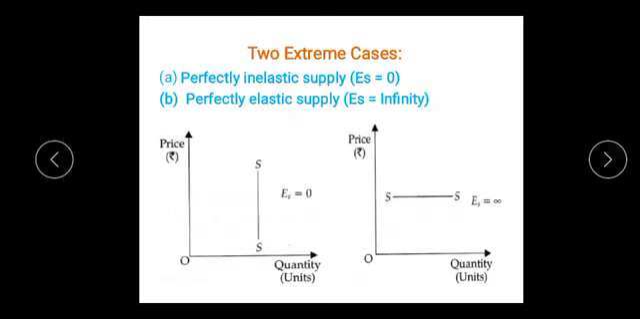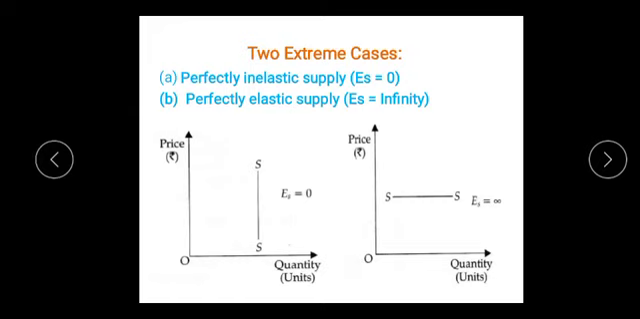Now, dear students, coming to the two extreme cases or rare cases of elasticity of supply, that is when elasticity of supply is equal to 0, and second, when elasticity of supply is equal to infinity. Dear students, when the quantity supplied of a commodity does not change at all in response to the change in its price, the elasticity of supply is equal to 0, and this is the case of perfectly inelastic supply.